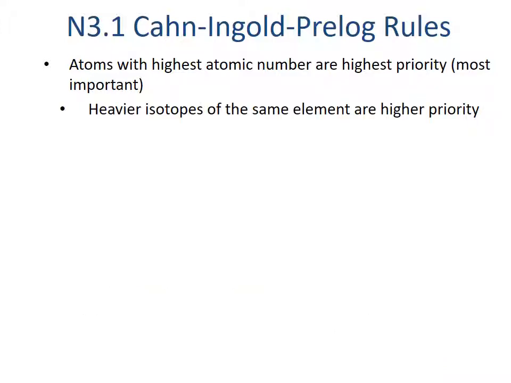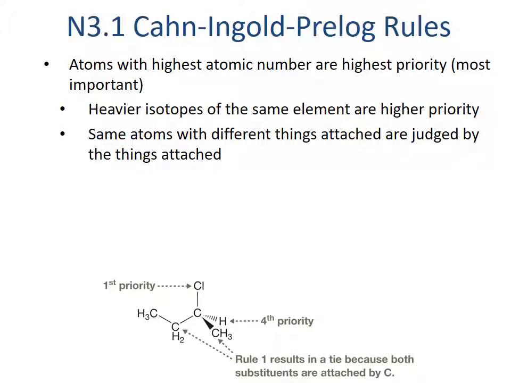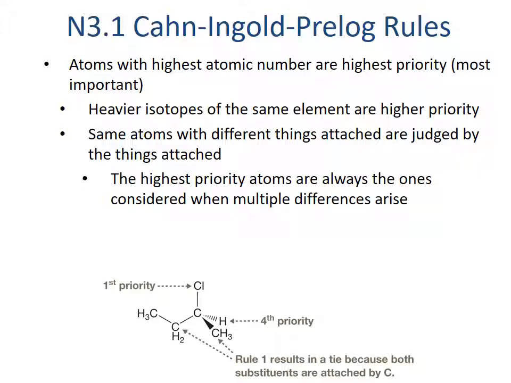One way that things could tie is if you only differ by isotopes. If atoms attached only differ as isotopes, the heavier isotope is the higher priority. Another way that you might have a tie is that if atoms attached only differ by what they're attached to. We're always going to follow this difference in the chain of highest priority atoms. For example, we'd always look at the difference of things attached to nitrogen before we worry about any differences of things attached to a carbon.